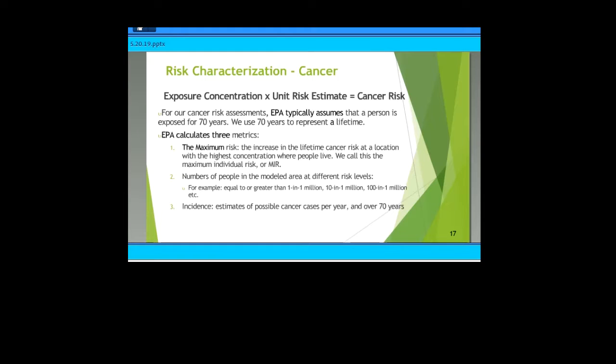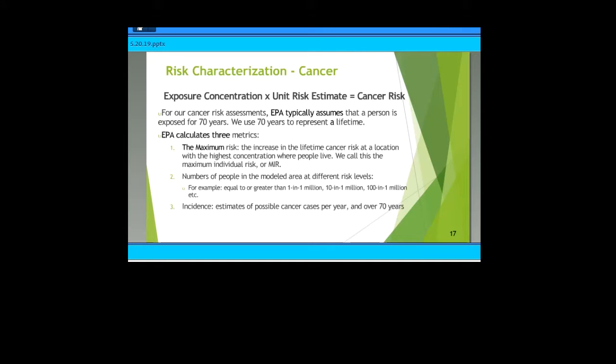So that's the first calculation we do, this maximum risk. The second thing we do is calculate the number of people in the modeled area at different risk levels. So we'll have people at or above 1 in a million, at or above 10 in a million, at or above 100 in a million, for example, to get a feel for how many people are at each risk level. That's an important factor when we do regulations. We want to know how many people are exposed in addition to the maximum.